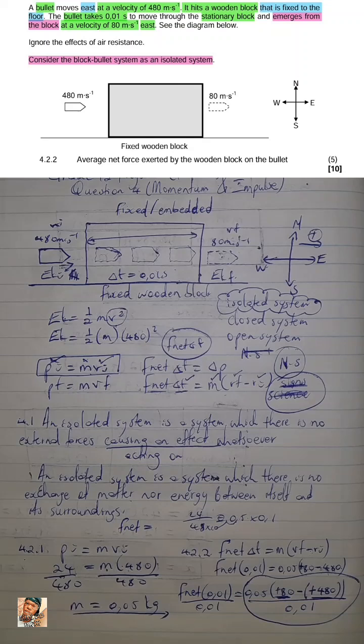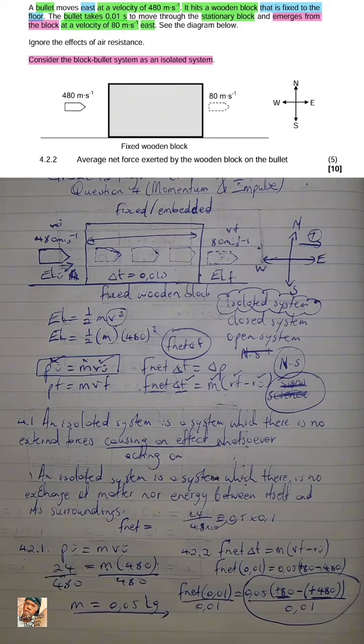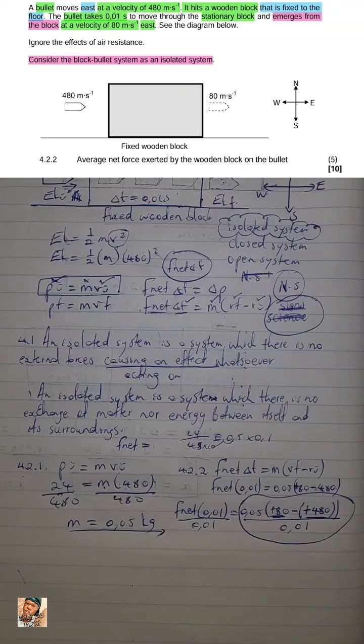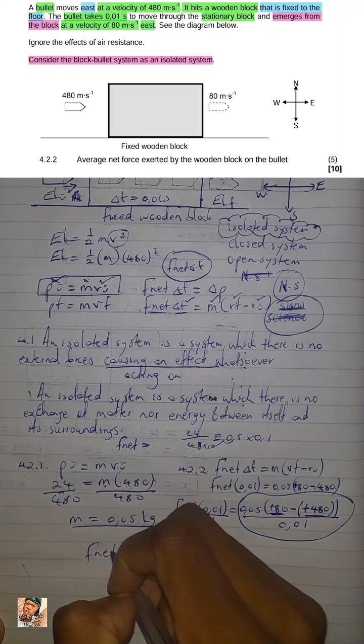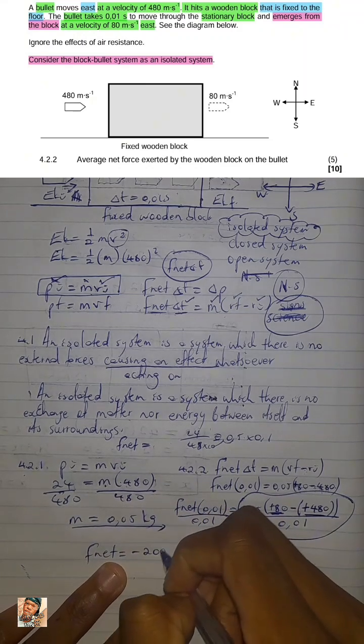So after pressing the calculator, I get the net force to be equal to, well, it is going to be negative. Where do I write it? I don't have any space. Let me shift my camera a little bit down so that I can actually show you what the answer is. All right, now this is better. So F net is equal to the whole thing. I get it to be equal to negative 2000 newtons.